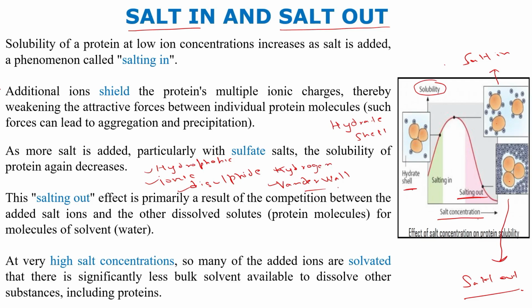So, the solubility of a protein at low ion concentration increasing as salt is added is a phenomenon known as salting in. This is showing the salting in. It shows that at a low concentration of the salt, the solubility of the protein increases. Why? Because additional ions shield the protein's multiple ionic charges, thereby weakening the attractive forces between the individual protein molecules. What are those attractive forces? The hydrophobic, ionic, disulfide, hydrogen and van der Waals forces. Since the ions are shielding the protein molecules against aggregation, solubility will increase.